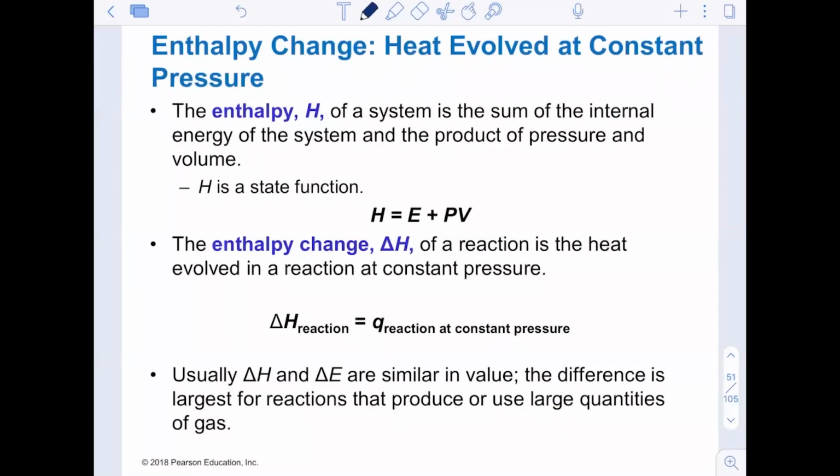Constant pressure calorimetry. All right, in constant pressure calorimetry, we are going to be talking not about delta E, the overall exchange of energy. We're going to be talking about a different state function, and that state function is enthalpy, delta H. The enthalpy of a system is the sum of its internal energy of the system and the product of pressure and volume.